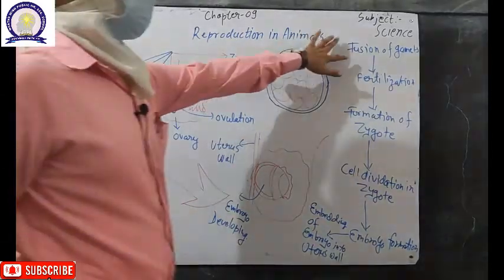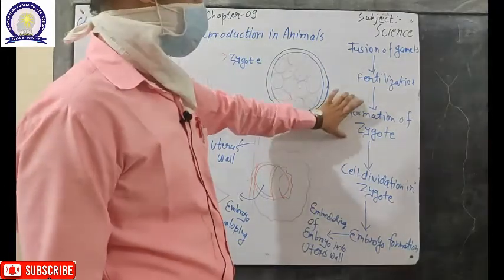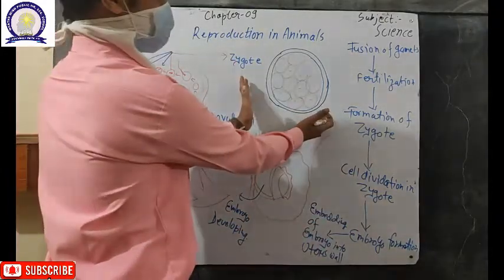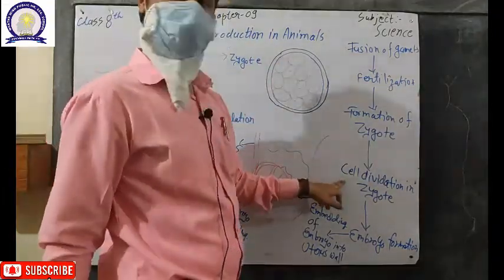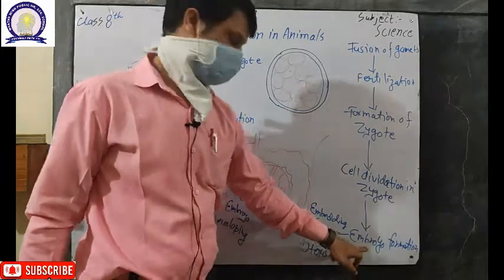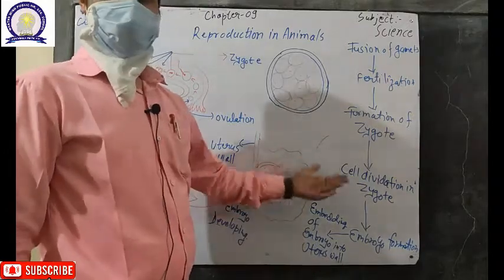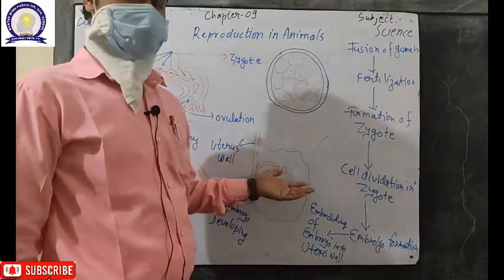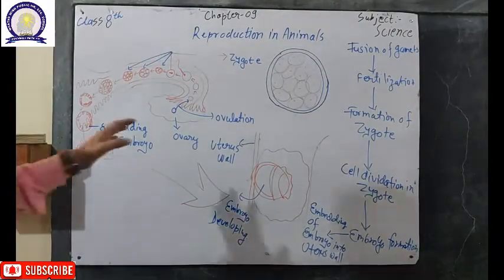After the fusion of the gametes, which is called fertilization, the zygote forms. Now the zygote starts cell division, that means inside the zygote the cell divides and forms a number of cells, more cells, and now the zygote is converted into the embryo. Now the embryo gets embedded inside the uterus wall and goes on to develop. Gradually the embryo continues growing and is converted into the fetus. In a further part we will talk about the fetus.